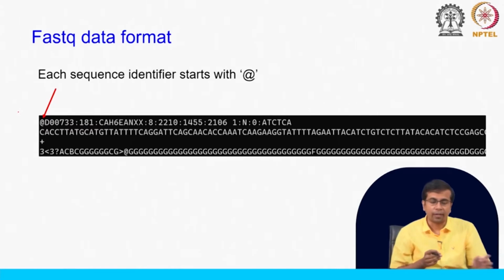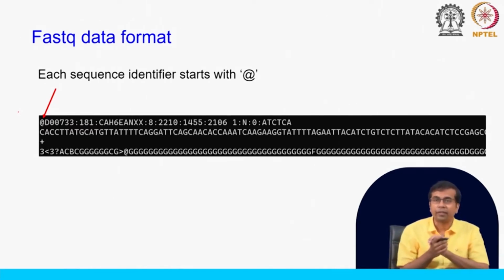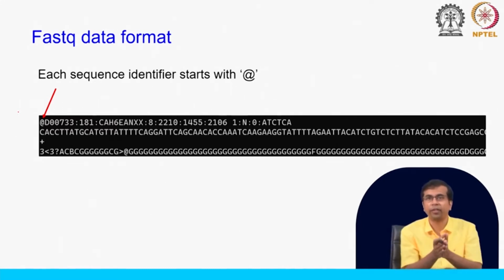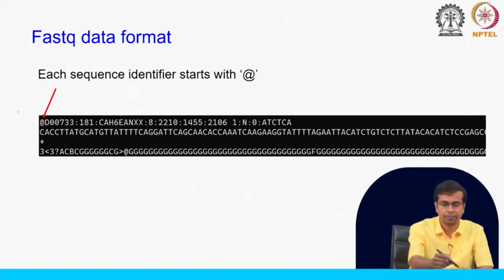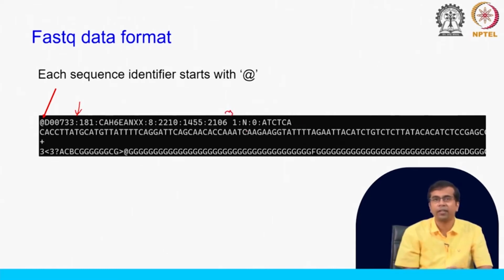Now, let us look at the header line. Last time I mentioned this is the header line, which contains some information, and each header line starts with the @ sign. But what about the other fields that are there? You will notice there are multiple fields separated by a colon, and then there is a space followed by again some information separated by colons. We will go one by one and discuss what this information actually is.